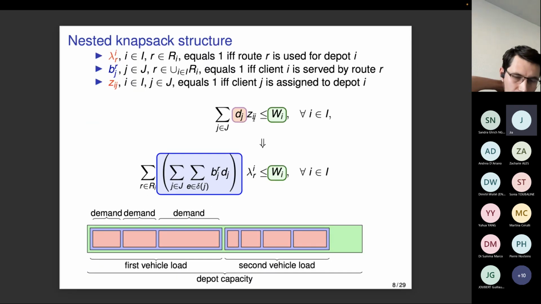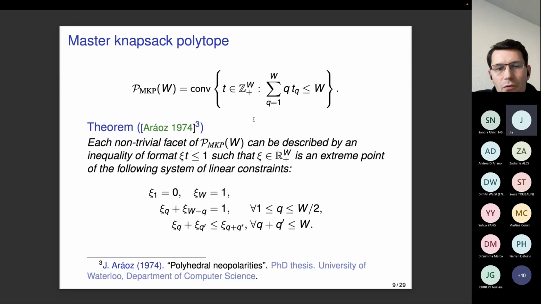For that we will reuse results which have been known in the literature for quite a long time. We start with the definition of the master knapsack polytope, which is the polytope defined by all solutions to this master knapsack inequality. So we have here a knapsack of size W, and we have a variable for every value q, from 1 to the size of this knapsack. And every variable is actually an integer variable, so each item can be taken as many times as needed.